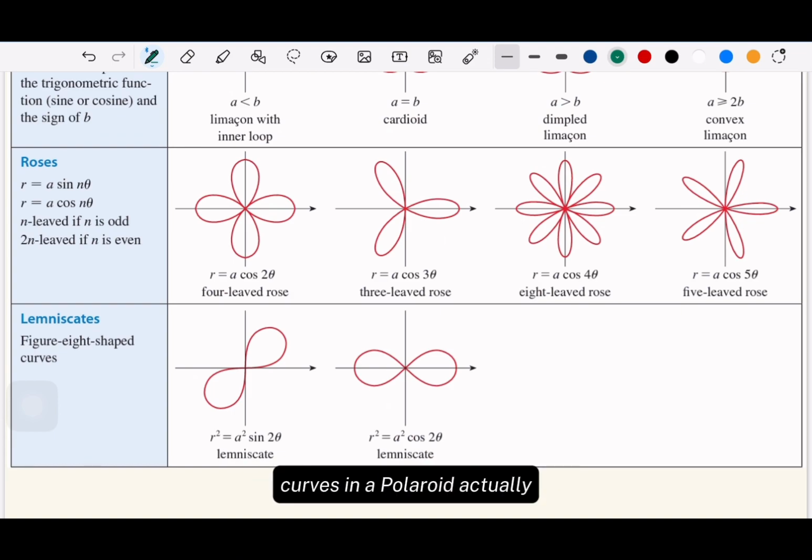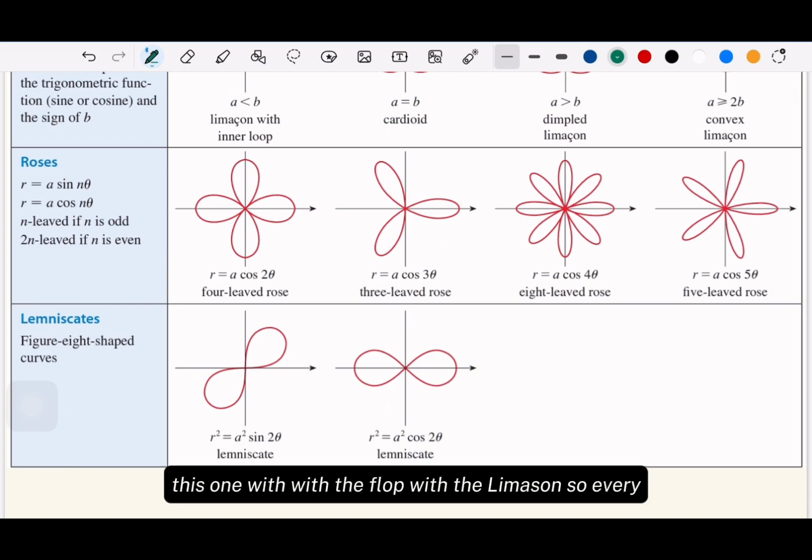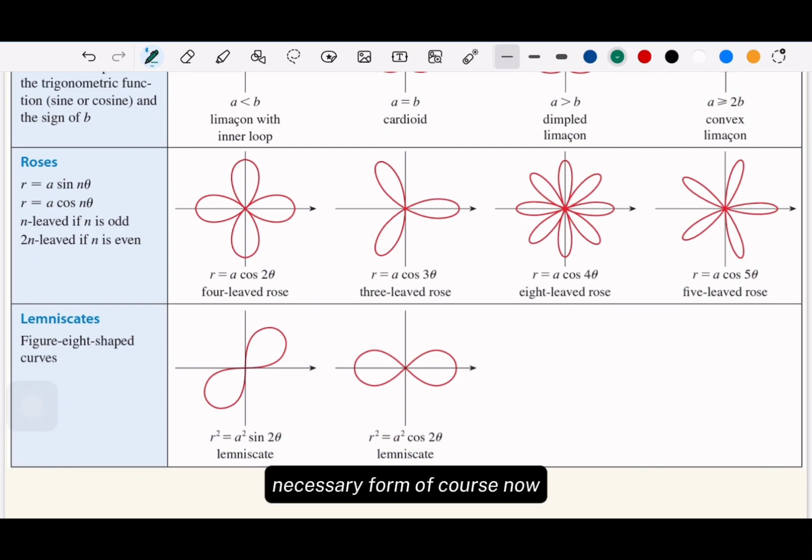Actually, some of the sections in the problem solving also mention that we can combine, for example, this one with the limaçon. So here it has a loop and then another loop. You can imagine, like a cardioid like that, but going into 4 different shapes. We can also combine that, but I don't think that is necessary for our course now, so we can just focus on the special curves.